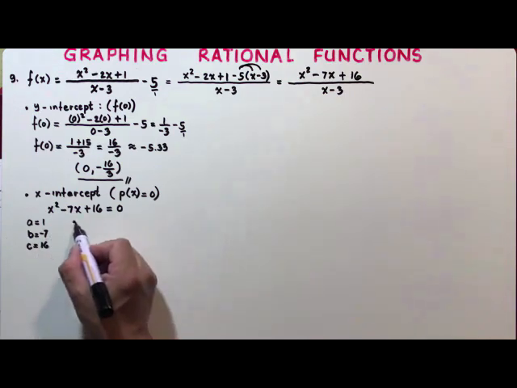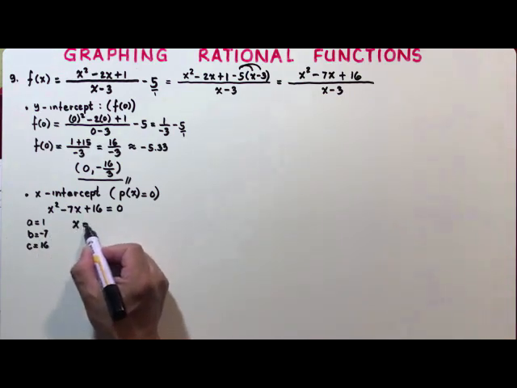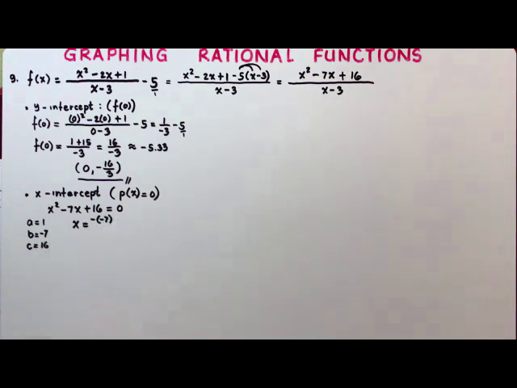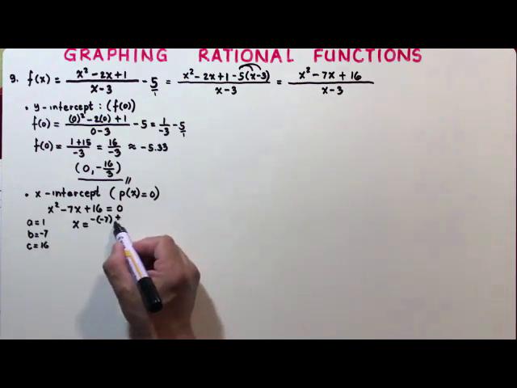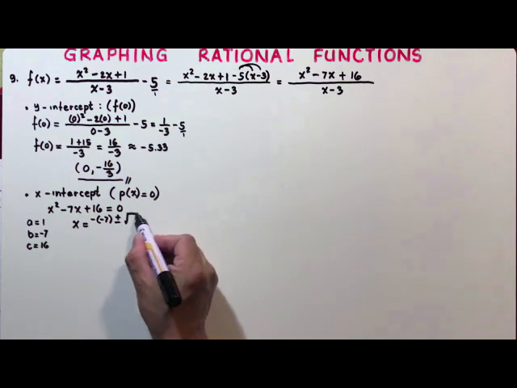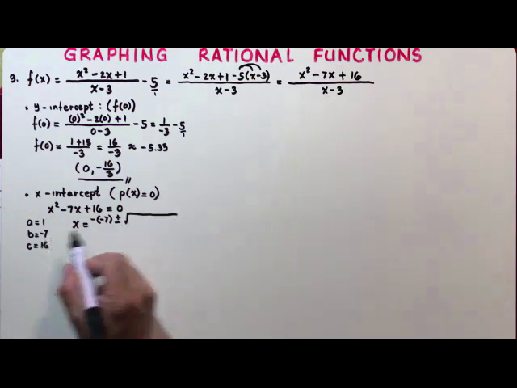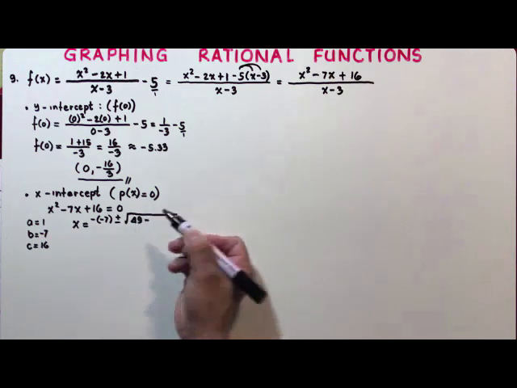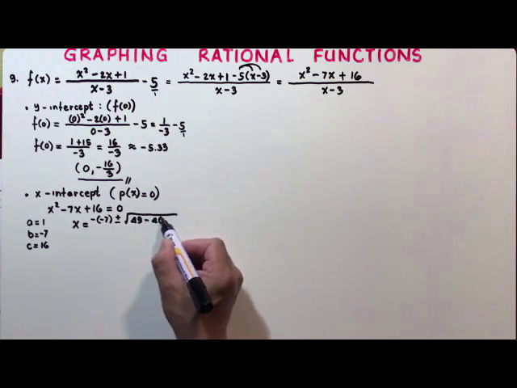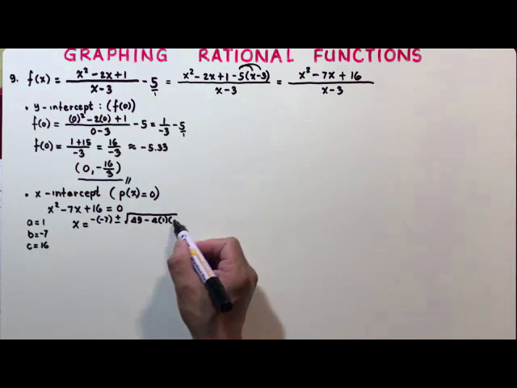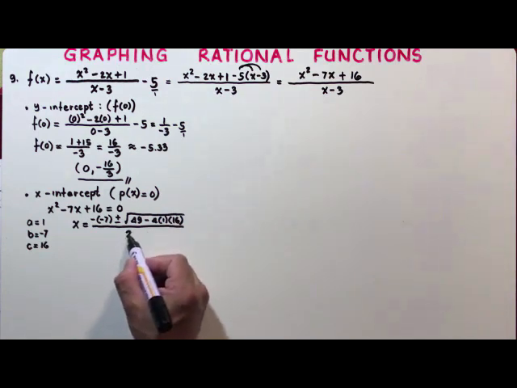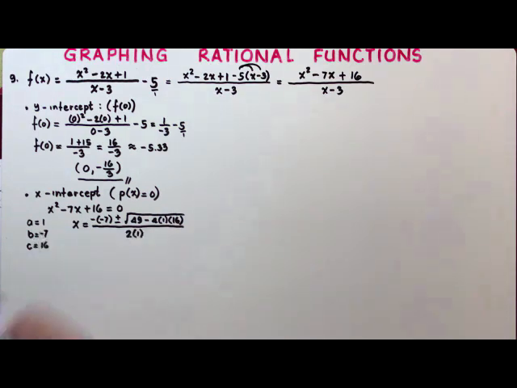So our value of x is equal to the negative of the negative 7, which is our b, and then plus and minus the square root of b squared, and the square of negative 7 is 49, minus 4 times a, which is 1, and c, which is 16. And this will be divided by 2 times a, which is 1.